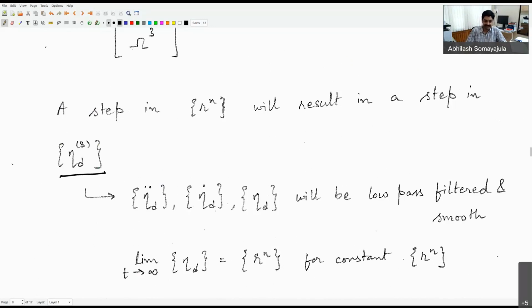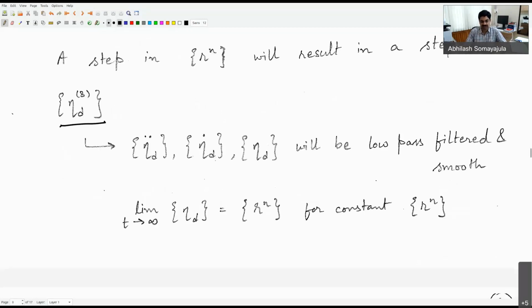All right. So the idea here is that the third derivative of eta d will cascade into the second derivative of eta d, will cascade into the first derivative, that will cascade further into eta d, which will be progressively more and more smooth because I am taking basically an integrator between each of them. Okay. And if you look at what is happening as time tends to infinity, eta d should track the value of the reference which I have provided. So for a constant value of the reference, I expect as time tends to infinity, this thing to go back and start tracking that. Okay.